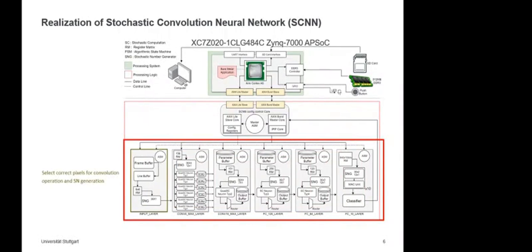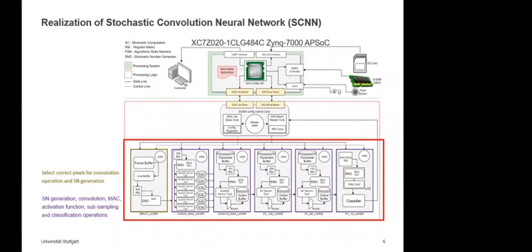It consists of an input layer, which is used to hold the input test images from the MNIST dataset. It also orders the correct pixels required for convolutional operation and also generates their equivalent stochastic numbers. Next, we have the first convolution layer, second convolution layer, and the 3 fully connected layers. Each of these layers mainly performs stochastic number generation, convolution, accumulation, activation function, and subsampling. The last layer performs classification operation.